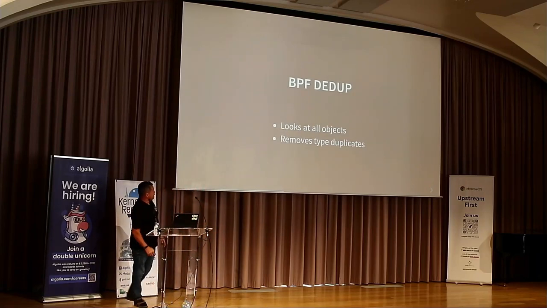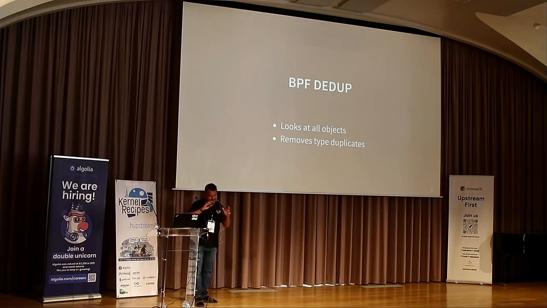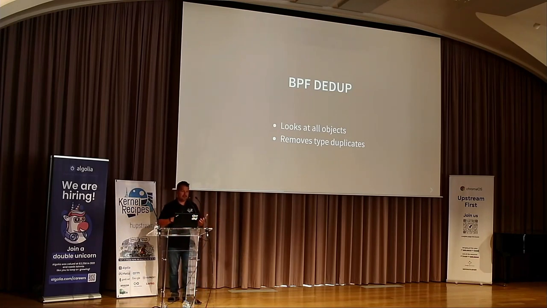BPF deduplication looks at all the objects and removes type duplicates. There are several things that can happen. In the kernel, sometimes there are two different types with the same name in different objects, and so there are provisions to deal with that.